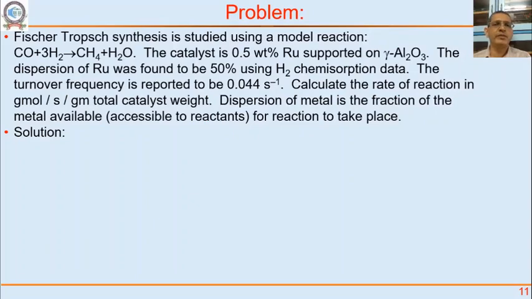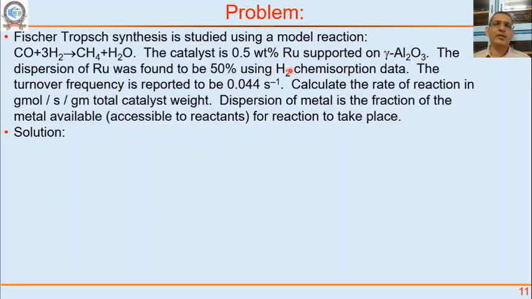Fischer-Tropsch synthesis is studied using a model reaction: carbon monoxide plus hydrogen giving you methane and water. The catalyst is 0.5 weight% ruthenium supported on gamma alumina. This is the support, and this is the active metal. Dispersion of ruthenium was found to be 50% using H2 chemisorption data.